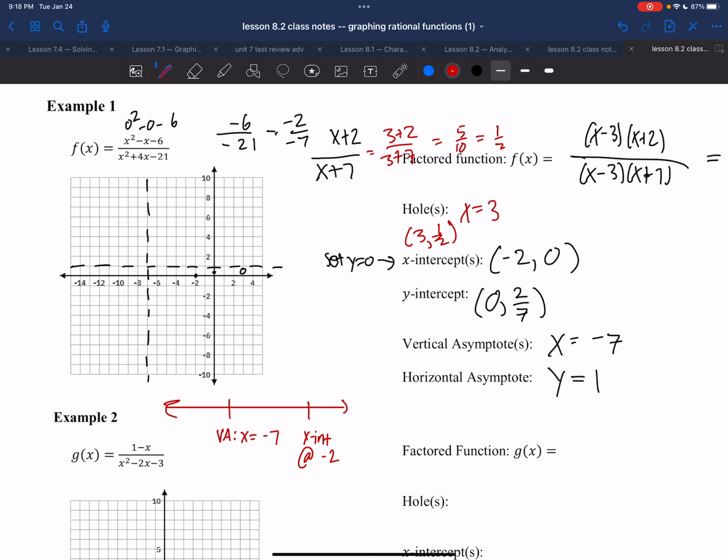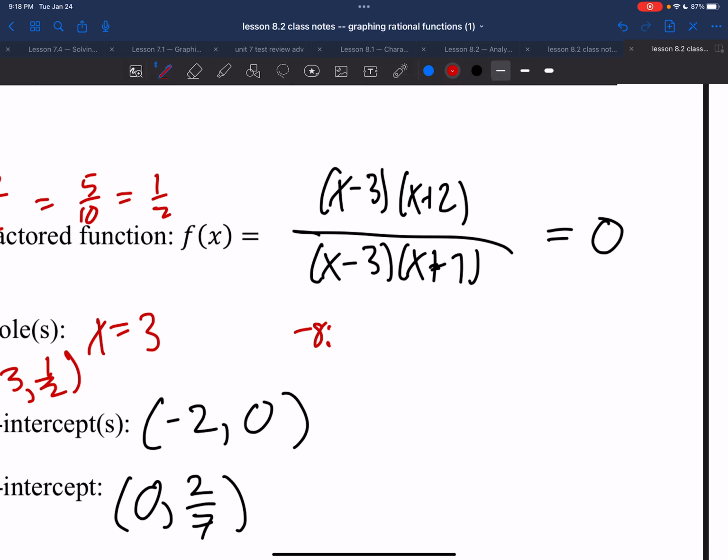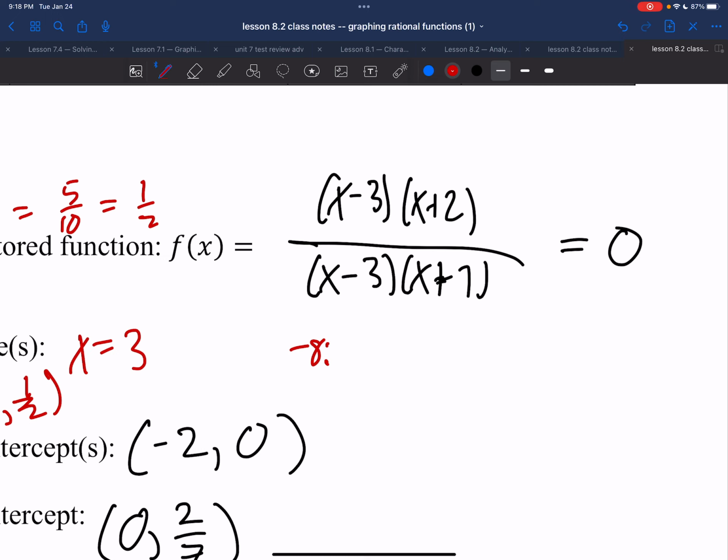So let's plug in x is -8. If x is -8, now look, I'm not actually going to do any arithmetic here. I'm just going to do signage. -8 minus 3, that is going to be negative. -8 plus 2, that is going to be negative.